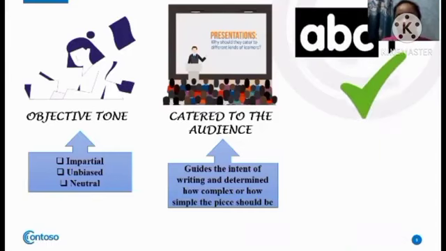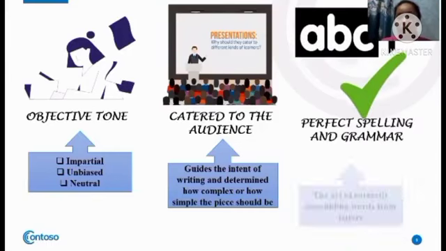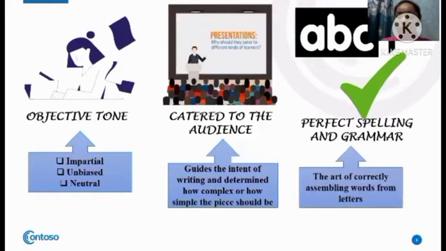The last writing element, perfect spelling and grammar, the art of correctly assembling words from letters. Accurate spelling is important in academic writing, and you will lose marks if your writing has spelling errors. When writing, pay attention to the words that you tend to spell incorrectly. You can then look out for these in your work and check them.